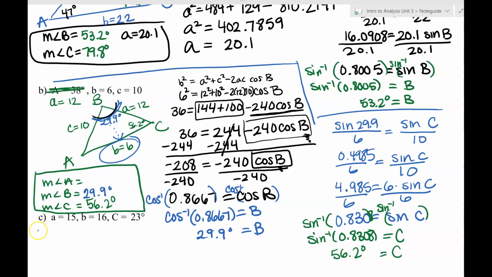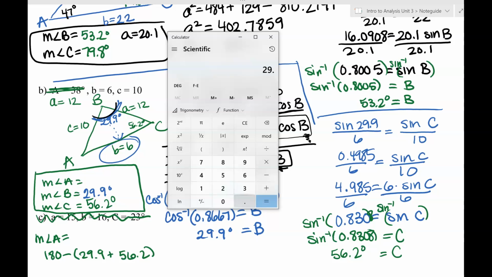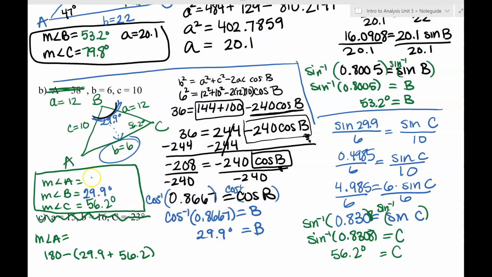And then remember, once you have two angles, we're not going to do this third example, so I'm going to cross this out. To find the last angle, which in this case is angle A, we can do 180 minus the angles we have so far. So 29.9 plus 56.2, and if we subtract that from 180, we get 93.9. And this is where it's really important that we solved for the biggest angle last, or we wouldn't have gotten that number that's over 90.